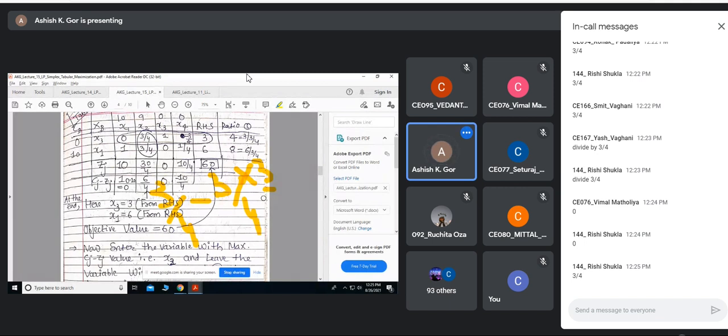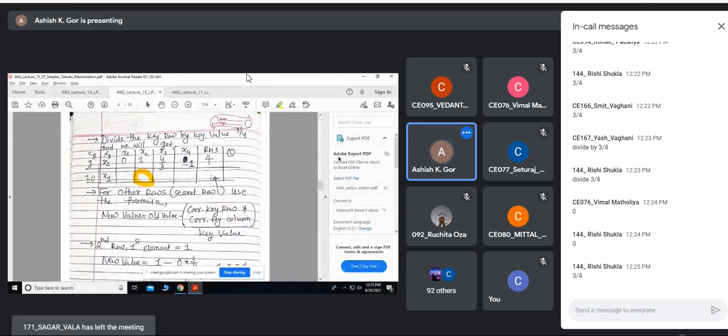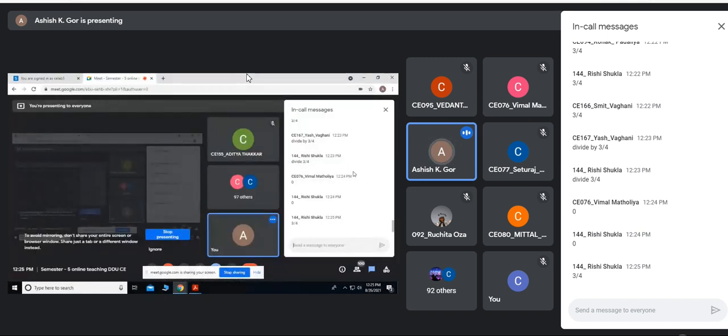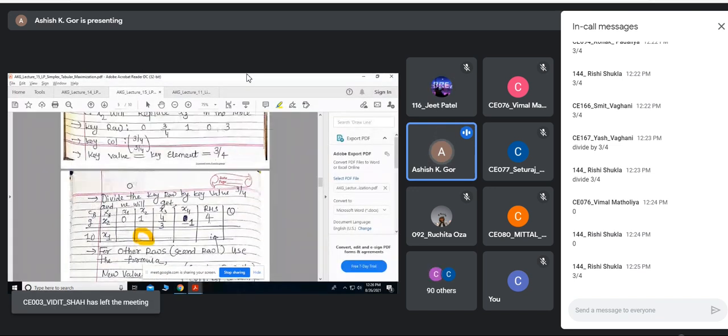Are you getting me? For this value, this is a key column, right? And this is the same key row and key column. Both are 3 by 4. Divide by pivot, which is 3 by 4. So 3 by 4 cancels out and 3 by 4 minus 3 by 4 becomes 0. So this value will be 0. Rishi, are you getting this is 0? Okay, fine. And same way other values.